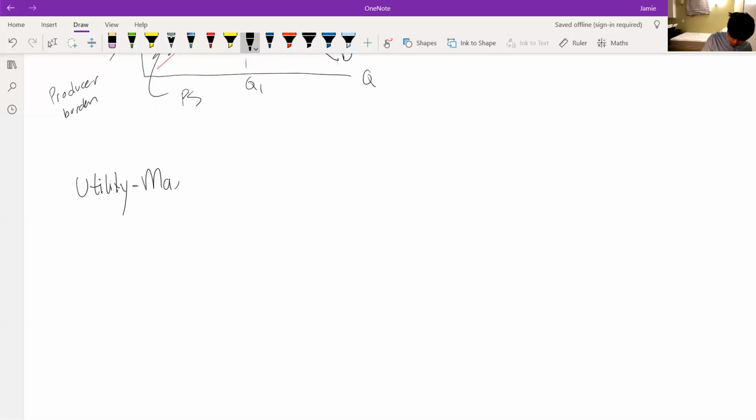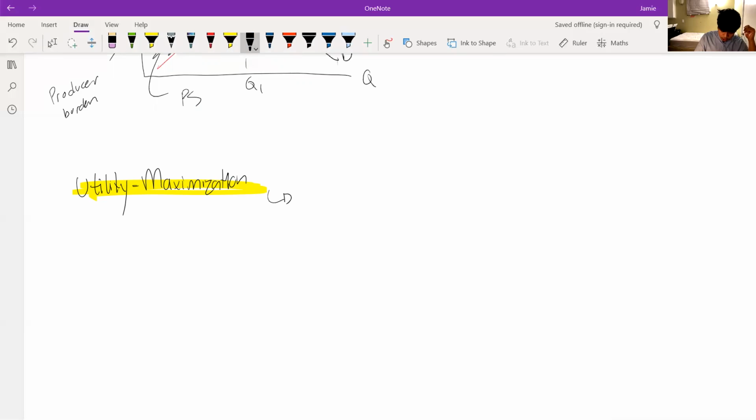Maximization. Right? Why would I use rational choice? How would they determine how to maximize utility between choosing two goods? Well, they're going to use this rule.